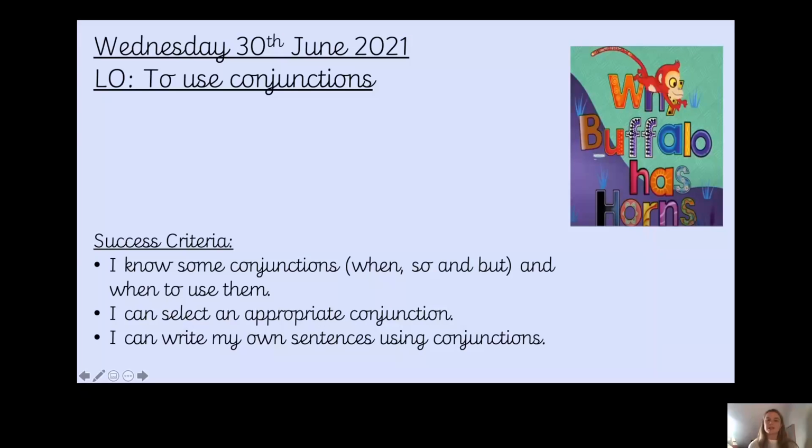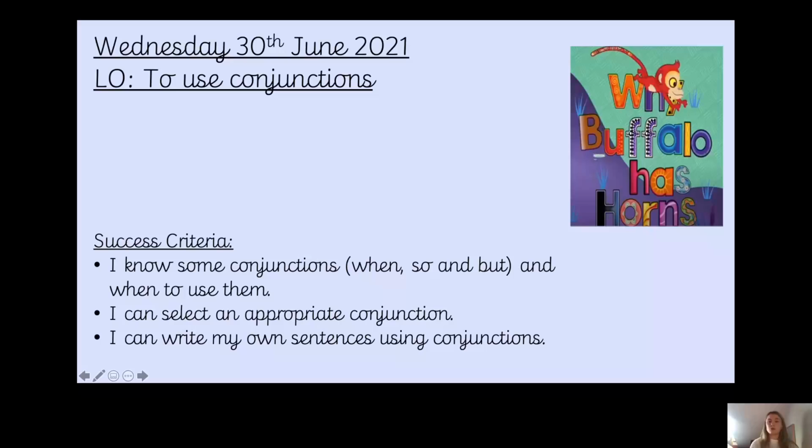Now in today's lesson we're going to be looking at a different Tinga Tinga tale called Why Buffalo Has Horns, and we're going to be looking specifically at using conjunctions. So by the end of today's lesson you will know when to use the conjunctions when, so and but, and you will have also written your own sentences that include these conjunctions.